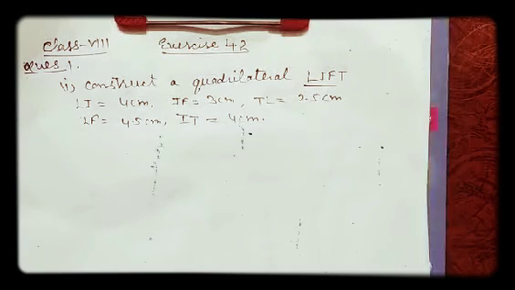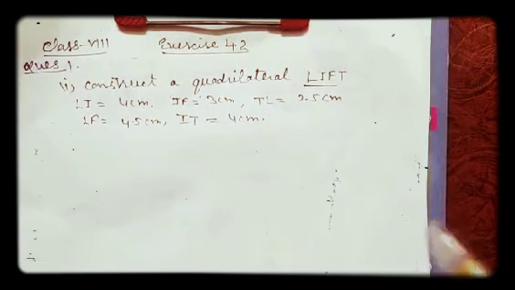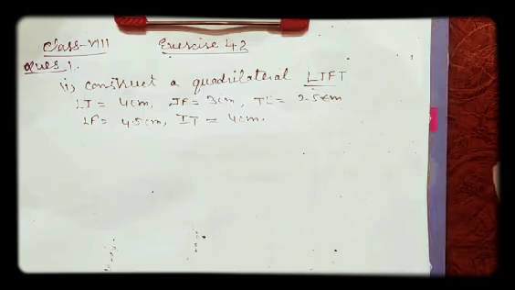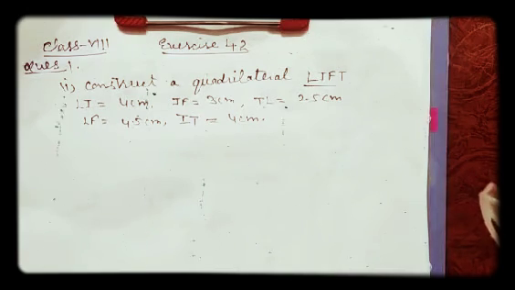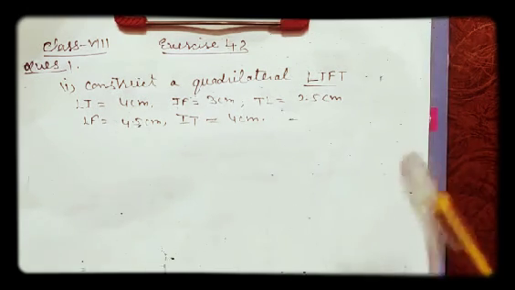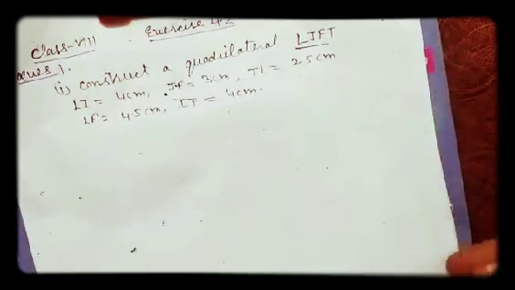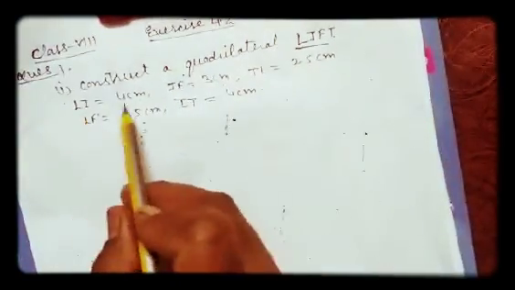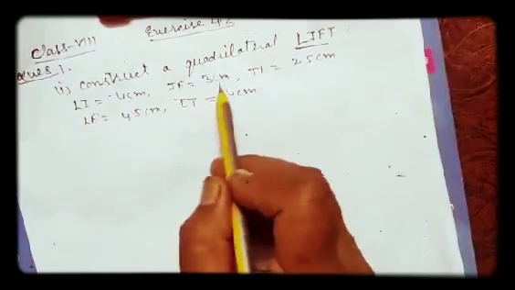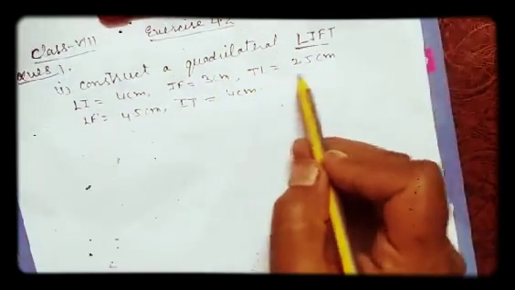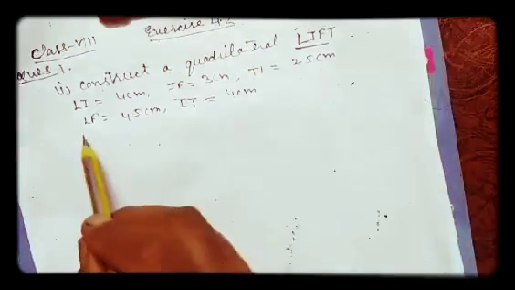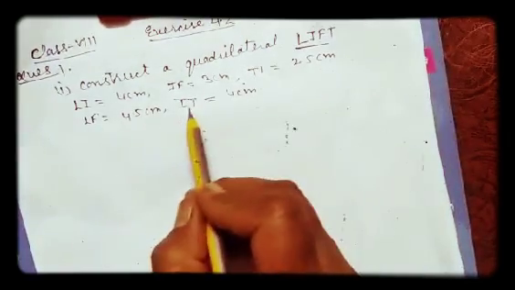Hello class 8. Today we are solving question number 1 of exercise 4.2. The first question is: construct a quadrilateral LIFT where the measurements are given: LI 4 cm, IF 3 cm, TL 2.5 cm, LF 4.5 cm and IT 4 cm.